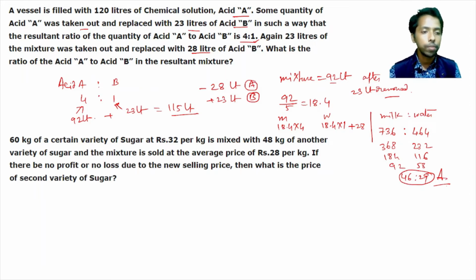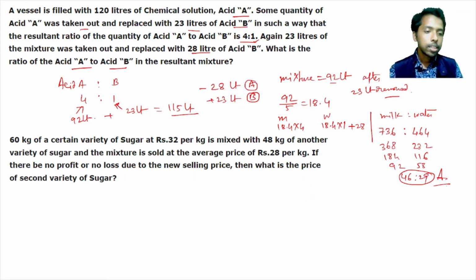What is the ratio of acid A to acid B in the resultant mixture? One more important thing, please keep in mind in which way it's asking. That means acid A is to acid B, or acid B is to acid A. Accordingly, the answer will change. Here, acid A to acid B is 46:29. If it's acid B to acid A, then the answer is exactly reversed. I hope this is clear.